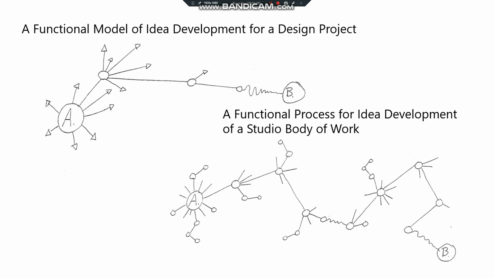For those of you who don't know, the little wiggly line right at the end, right before getting to B on the top one, that wiggly line is a little diagram notation that people use to represent refinement. So when you're coming up with an idea, that wiggle down to the last is like, this is the stage where you're really refining your idea.